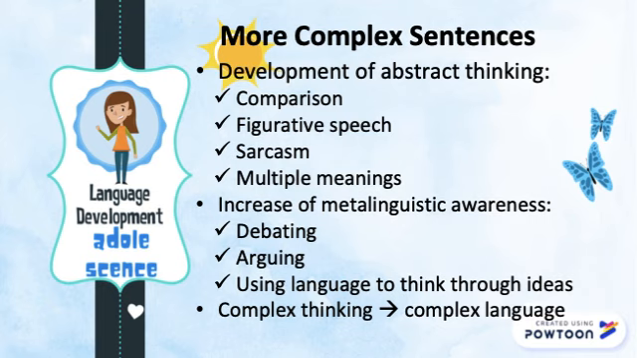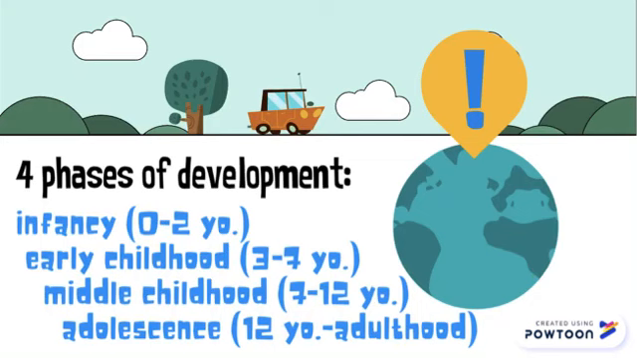Also, there is an increase of metalinguistic awareness, so they can use the language for debating, arguing, or using language to think through ideas. As we can see here, the more thinking becomes complex, the more language becomes complex as well. So, those are children's first language development during these 4 phases.